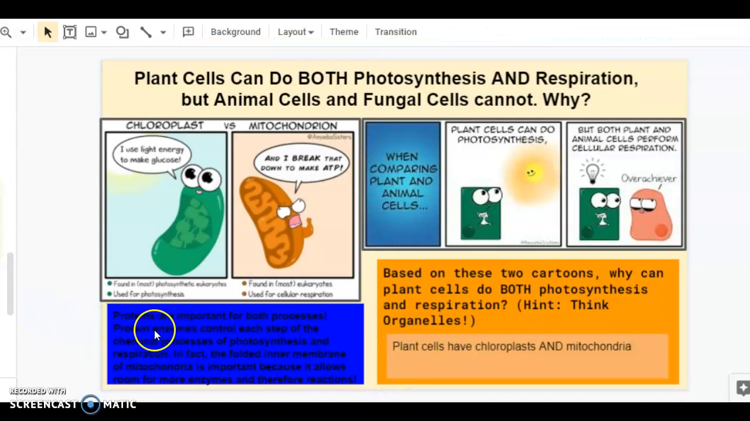Proteins are important for both of these processes because each process is a series of chemical reactions, and those reactions are catalyzed by enzymes. In fact, that's why the folded inner membrane of the mitochondria is so important, because it allows the mitochondria to pack in a lot more enzymes to speed up the chemical reaction of aerobic cellular respiration.